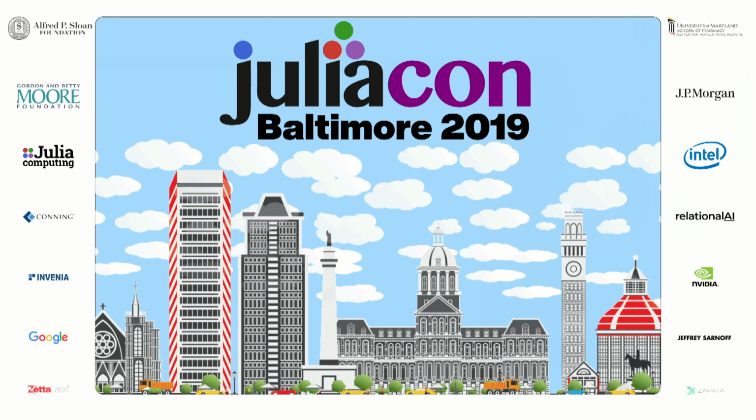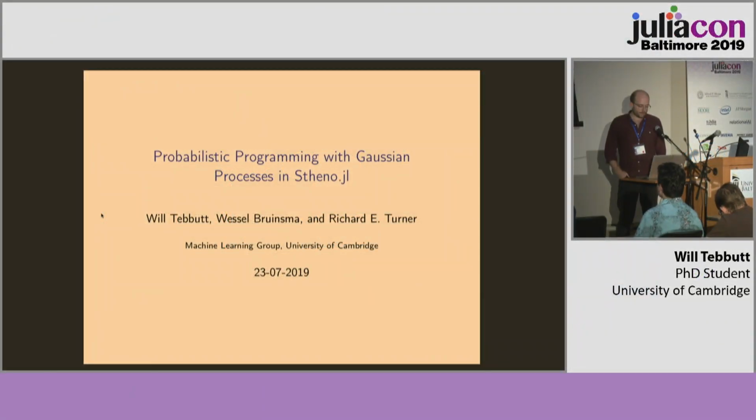Right, thanks a lot. So over the next half hour or so, I'm going to talk to you about, yes, precisely this, probabilistic programming with Gaussian processes, and the work I've been doing on that in Julia. This is joint work between myself and Wessel and my supervisor, Rich Turner, at the Machine Learning Group at the University of Cambridge.